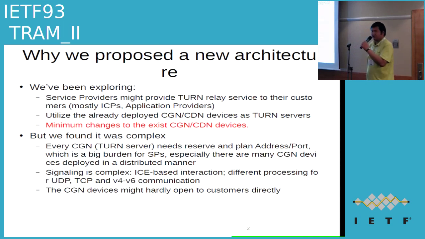Each CGN needs to reserve and plan address and port resources, and especially considering the CGNs are widely distributed in the network, it would be a very burdensome job. And the signaling is a bit complex. It's ICE based, and we have different procedures for different requirements, such as UDP, TCP, and IPv4, IPv6 communication. So the CGN devices might find it difficult to directly support these functionalities. That's our impression of utilizing the current TURN solution for the intended scenarios. Next, please.